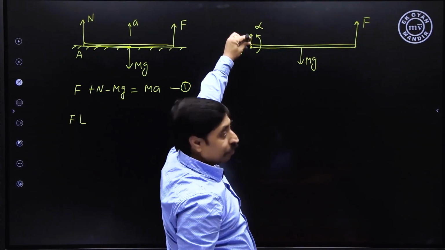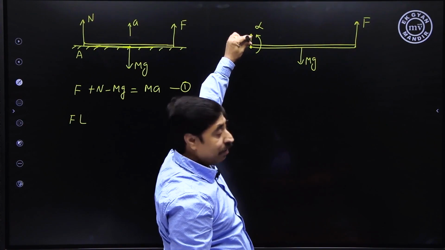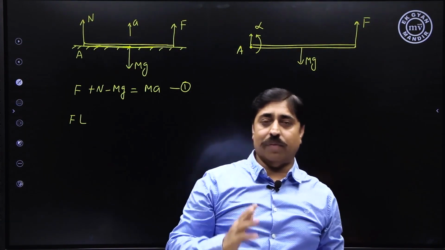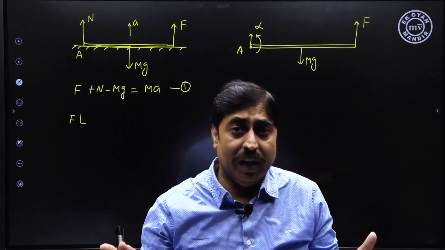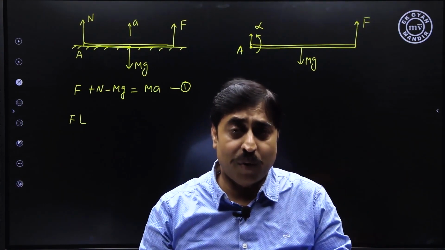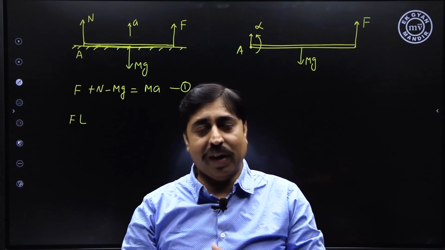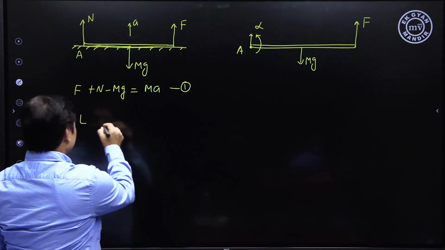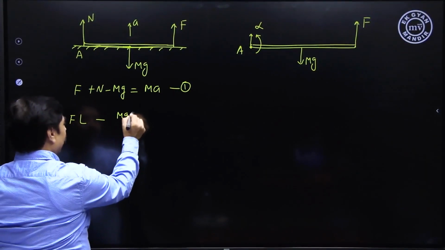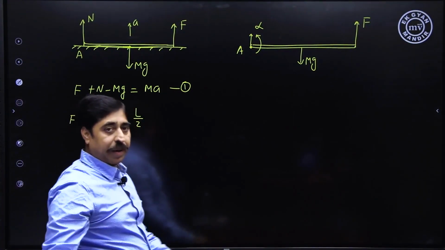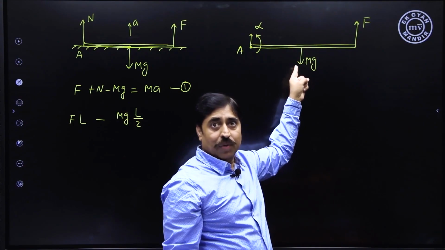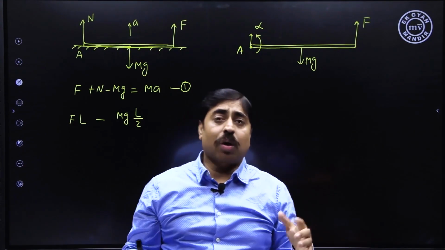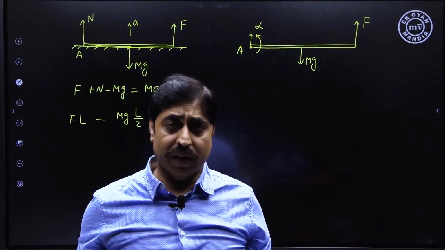This is the rotation axis, my pen, this is the rotation axis. From this axis, the line of action of the force is at a distance L. Therefore, torque produced by this force about point A is F into L. Now, what is torque due to mg? It is mg into L by 2. Reason being, line of action of this force is at a distance of L by 2 from point A, and because the two torques are in opposite direction, we will take the difference.